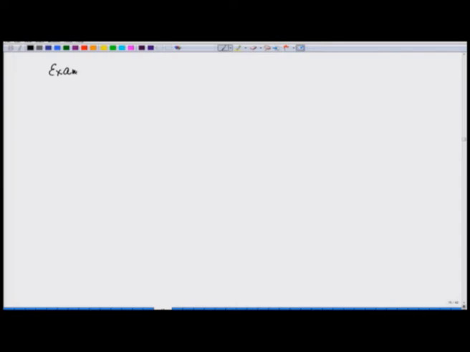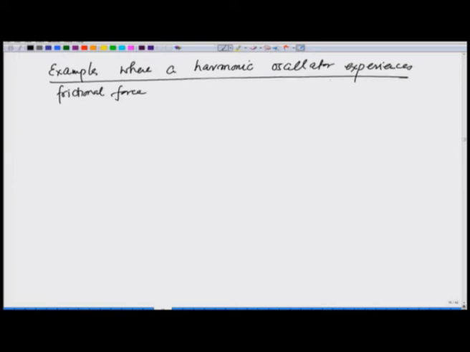Next, I am going to determine the cases, examples where a harmonic oscillator experiences frictional force or it becomes damped. First case I am going to take is constant friction.